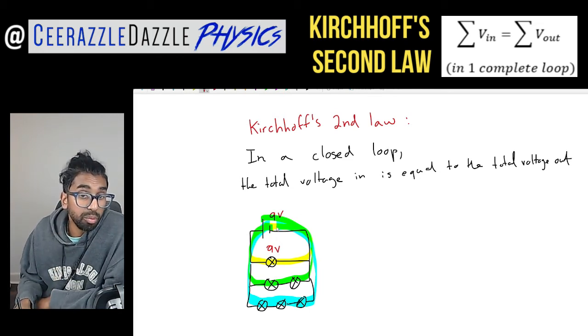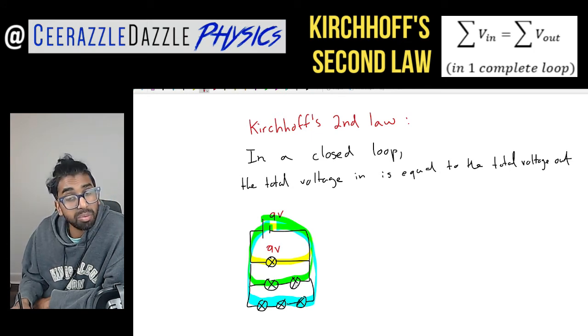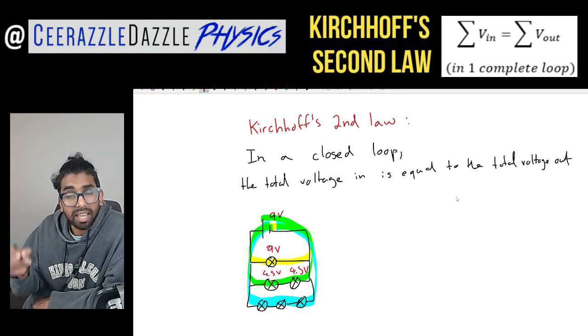What about the other loop? 9 volts come in, and look, as you walk down here, you take the second route. You've got 2 houses which are going to be identical, 2 lamps. Each one's going to take 4.5 volts, and 4.5 volts over here. And there you go, this rule still applies. In a closed loop, the total voltage in is equal to the total voltage out. 9 goes in, and look, 9 comes out in total in that loop here.